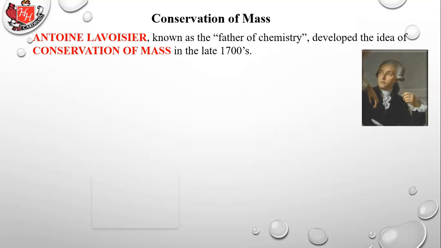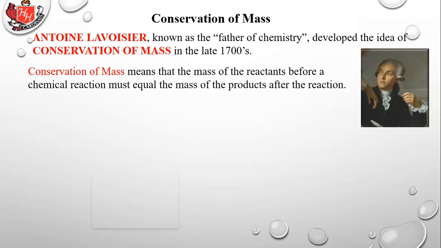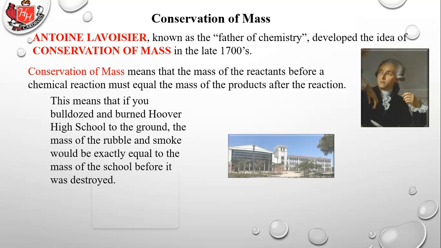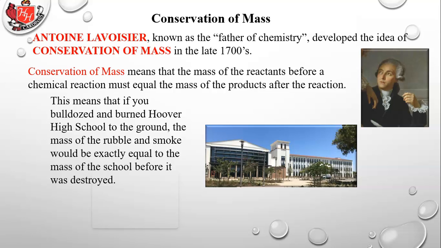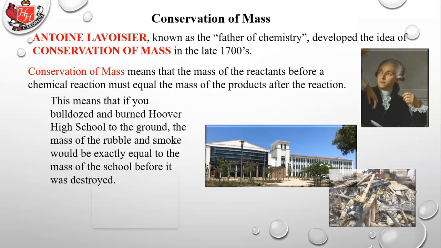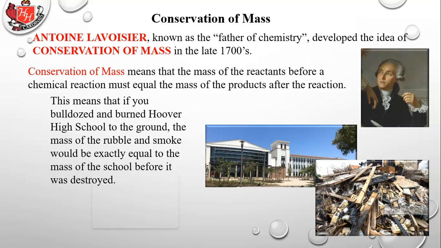Antoine Lavoisier, known as the father of chemistry, developed the idea of conservation of mass in the 1700s. Conservation of mass means that the mass of the reactants before a chemical reaction must equal the mass of the products after the chemical reaction. This means that if you bulldozed and burned Hoover High School to the ground and put a big glass dome over it when you were doing that, the mass of the rubble and smoke would exactly be equal to the mass of the school before it was destroyed.